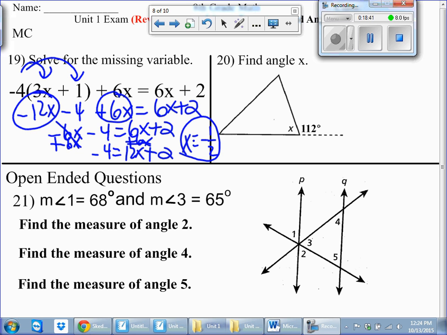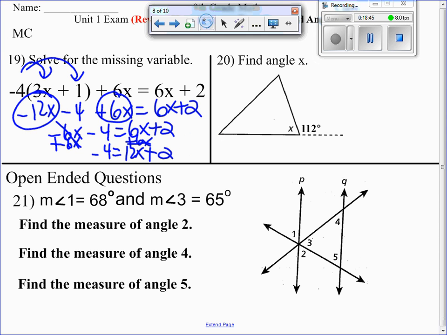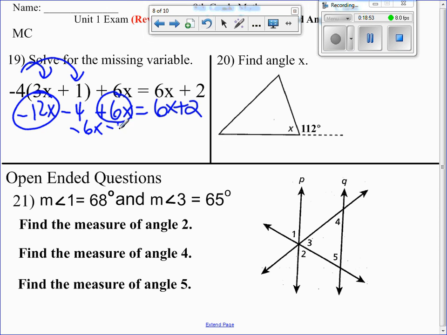All right, I need to redo that problem because I made a mistake. The first step was good. I distributed, and then I combined like terms. All that was good. Negative 6x minus 4 equals 6x plus 2. What I forgot to do was get the variables on the same side of the equation. Never mind, I did it right.